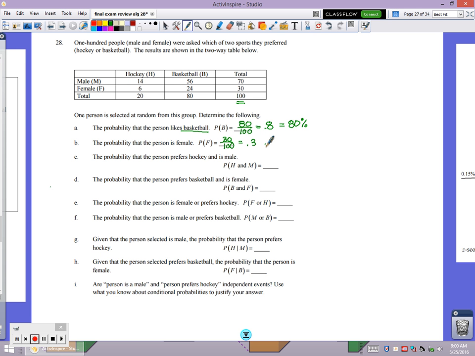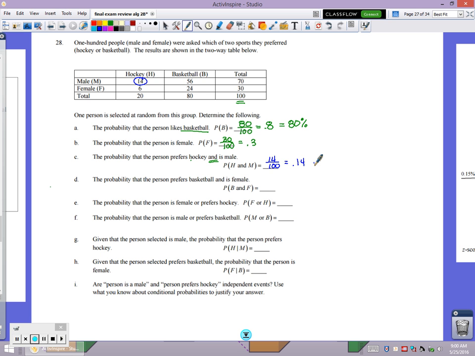Great. The probability that a person prefers hockey and is male. This is a key word here, hockey and male. That really narrows down the field. So we're looking at this cell, hockey and male. Out of all the people, there are 14 that like hockey and are male. So 14 out of 100, which would be a decimal of 0.14.